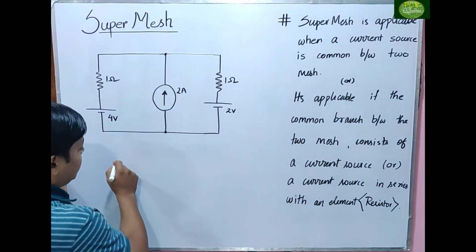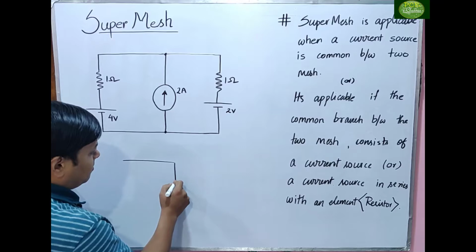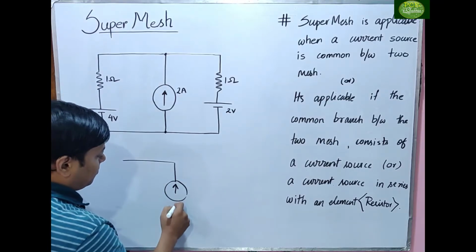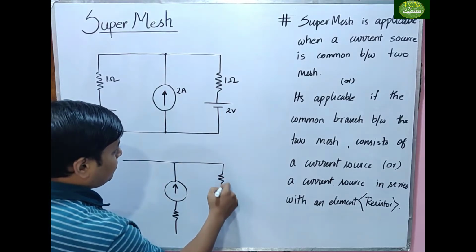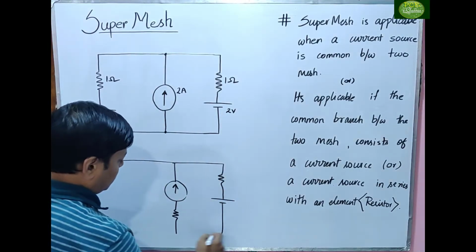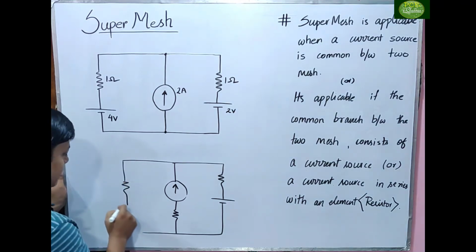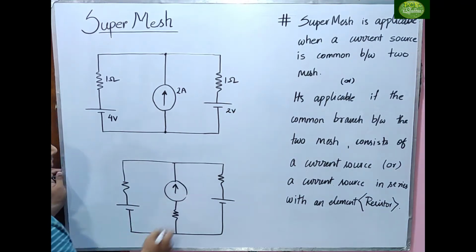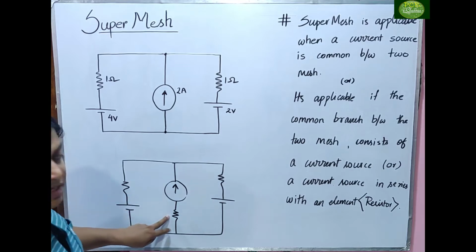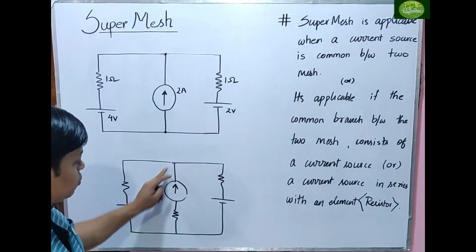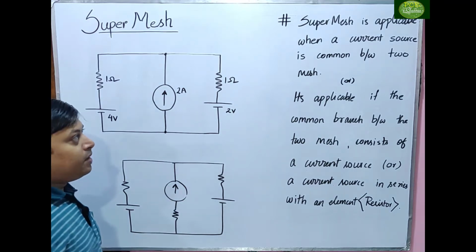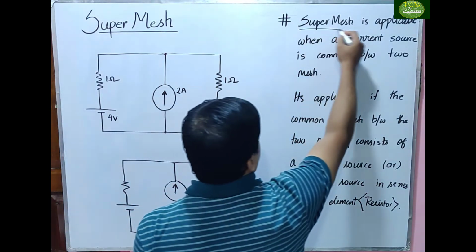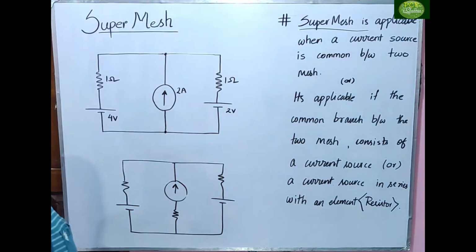Or the same diagram, if this current source is there and another resistor is there in series, right? The same circuit I am doing. A current source is there as well as a resistor is there in series. This entire branch is common to mesh 1 and mesh 2. Then also we will be applying the super mesh concept, right?